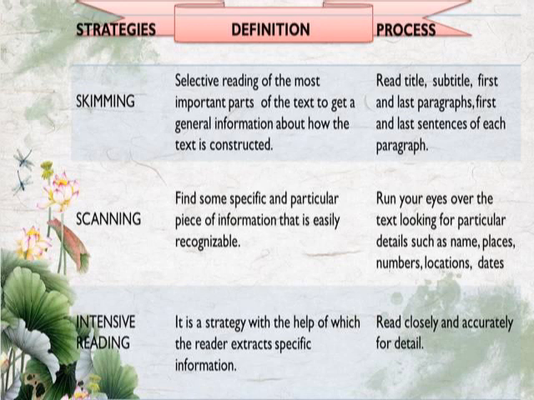Strategy, definition, and approach. Skimming: selective reading of the most important parts of the text to get general information about how the text is constructed. Read title, subtitle, first and last paragraphs, first and last sentence of each paragraph. Scanning: find some specific and particular piece of information that is easily recognized. Run your eyes over the text looking for particular details such as names, places, numbers, locations, dates.